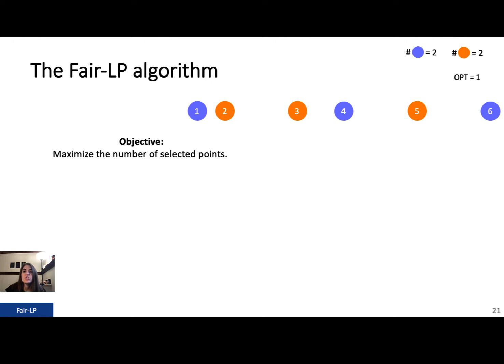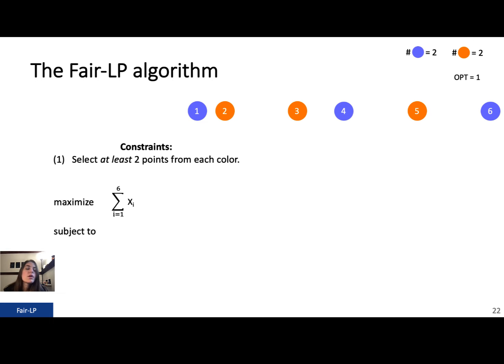Our objective is to maximize the number of selected points. And note that if for a point its x value is equal to 1, then this means that the point is being selected in the final set. We also add the following constraints. First, we want to select at least 2 points from each color to satisfy fairness.